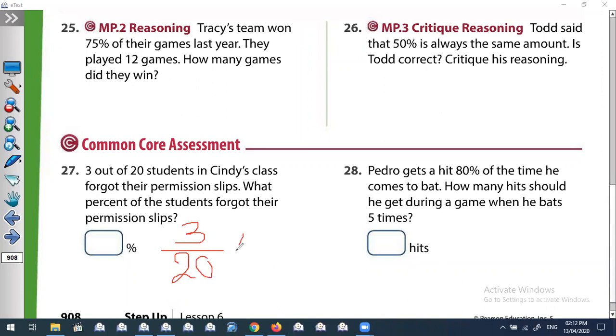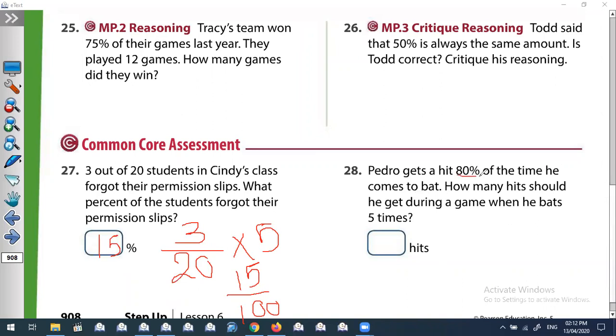20, so multiply by 5, up and down. So 3 by 5 is 15. 20 by 5 is 100. Now you can change into percent. 15%.